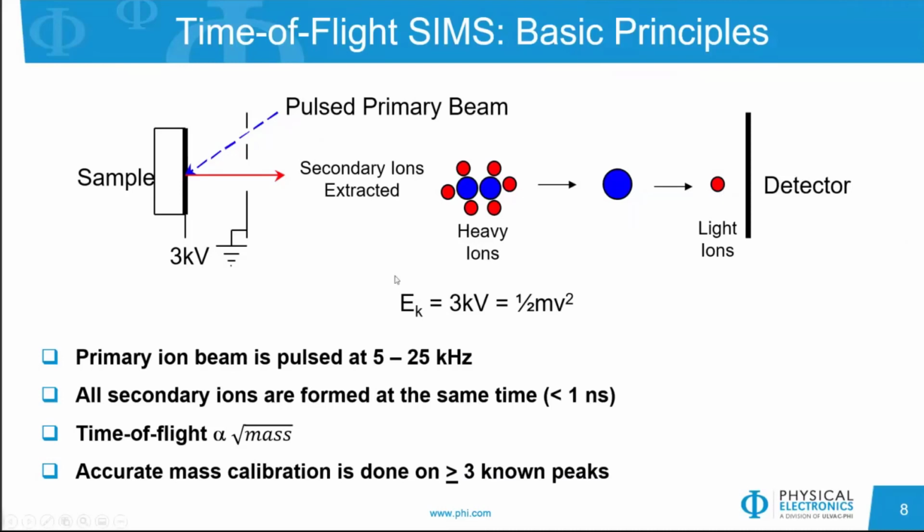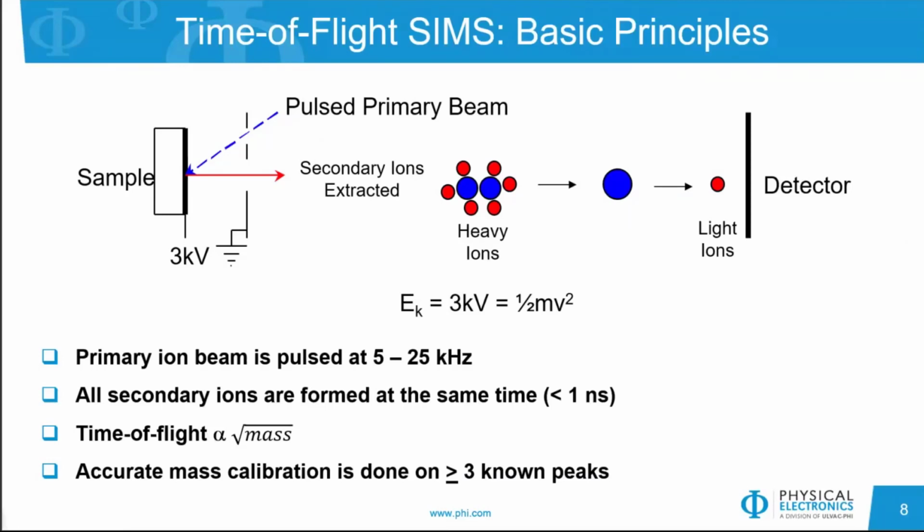The lighter ions will hit the detector first, followed by the heavier ones. The equation that relates to flight time is the kinetic energy equation, E equals 1/2 mv squared. Solving for the time of flight, it's approximately proportional to the square root of the mass. And so after you have your mass spectrum of the analysis, you can easily calibrate the spectrum with at least 3 peaks.